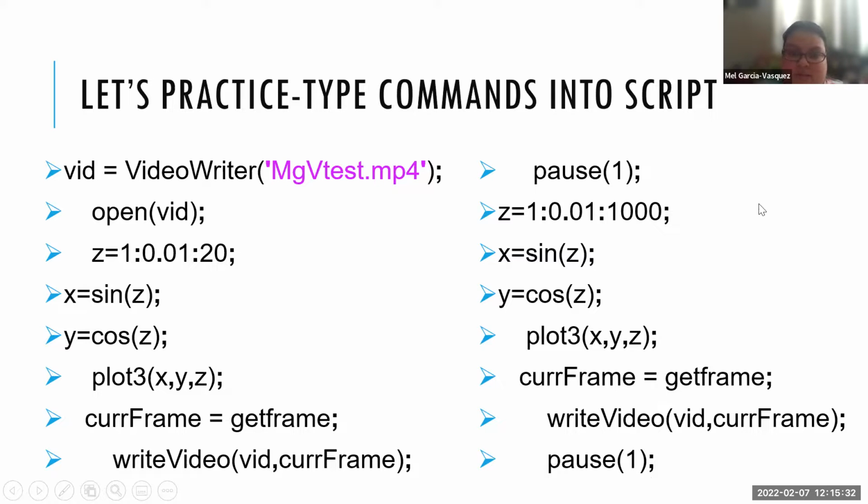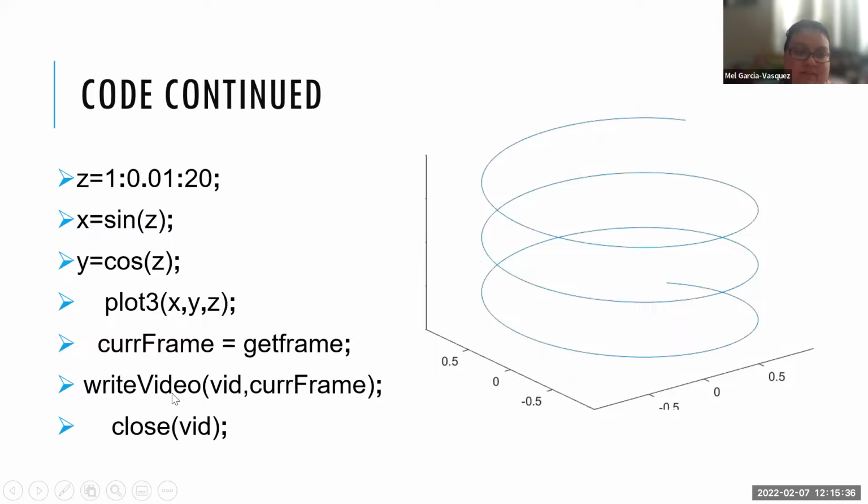Now all my commands could not fit into a single screen, so this next screen will show the last of it. Then I repeated the function for the spiral. I plotted it again, got that frame and wrote it into the file, and then I closed the file. It is important to do that at the very end.